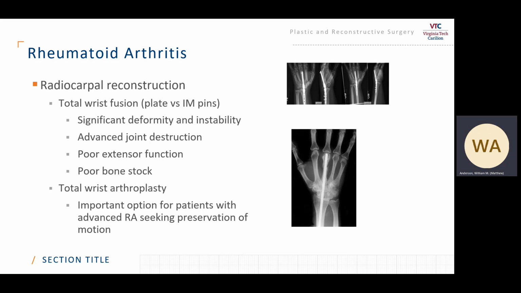Total wrist arthroplasty is also actually a good option in rheumatoid wrist, especially in those patients that seek preservation of wrist range of motion, particularly if they have more proximal joint involvement in the extremity.